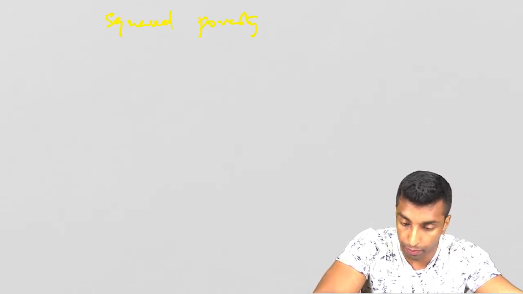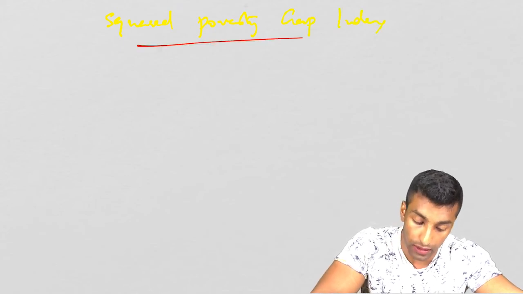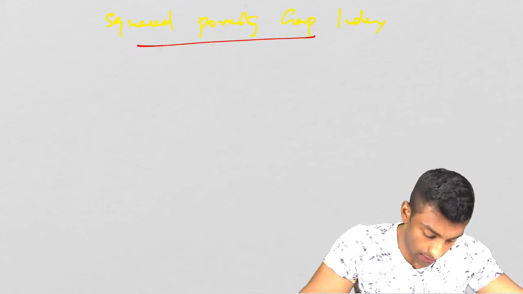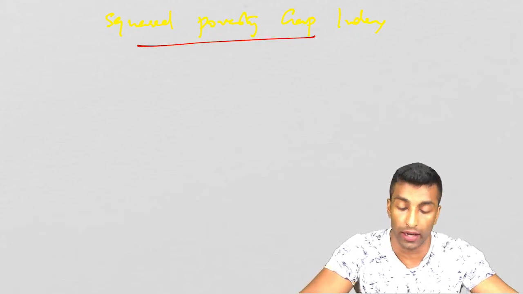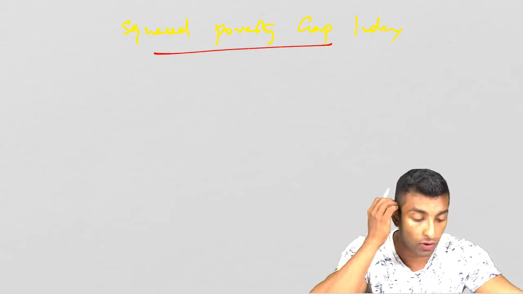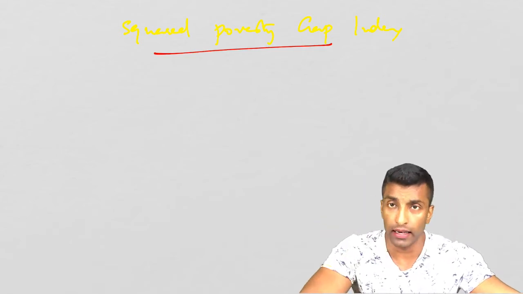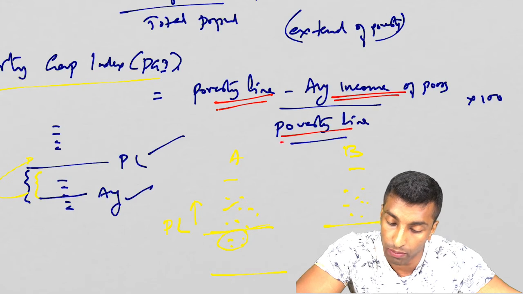Squared poverty gap index. Okay, what is this? It is nothing but the individual poverty gaps, which you take and square. So what is the poverty gap index? Poverty line minus average income of the poor, divided by the poverty line, right? This is the poverty gap.